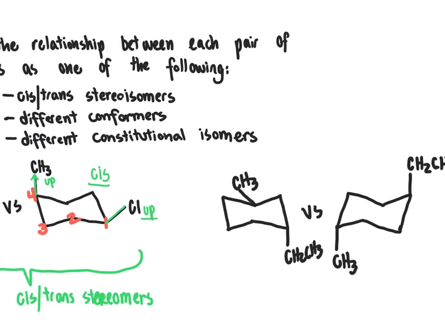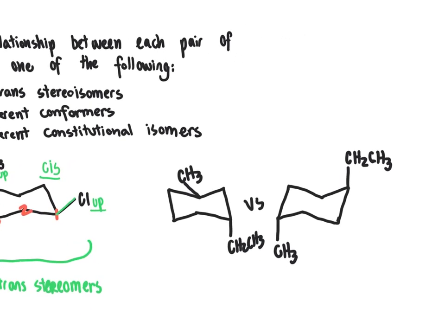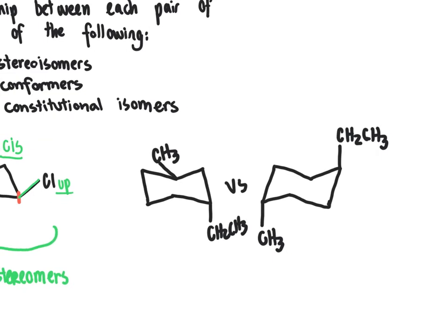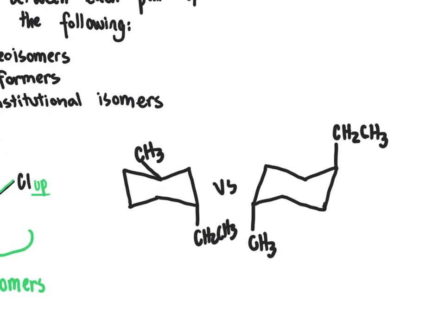So let's look at our next example problem here. And we're going to go through the same flowchart: first and foremost, establish that these two are not constitutional isomers, and then from there tease apart whether they are cis-trans molecules or different conformers of each other.